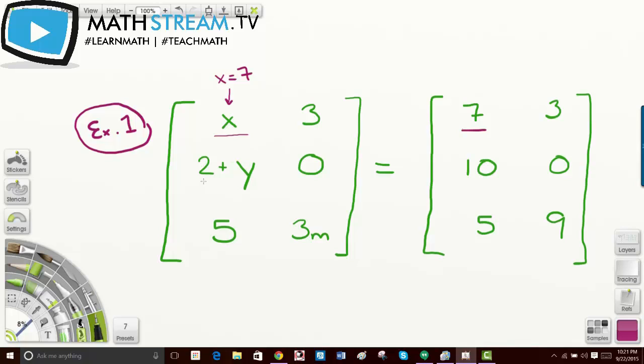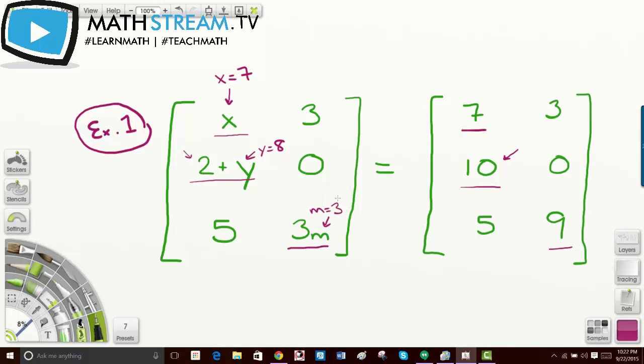If I want to know what y is, I compare the elements in the corresponding spots, and I find that y must equal 8 in order for this element to equal the same, 10, as it does in the other matrix. And lastly, we have m. 3m in this position needs to equal 9. So what does m equal? It has to equal 3, because 3 times 3 is 9.